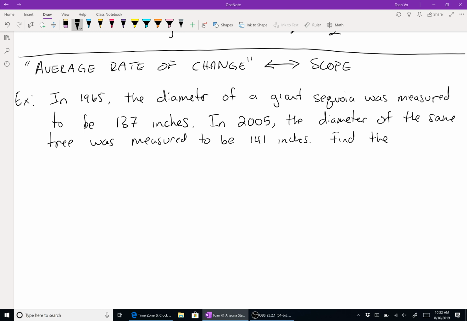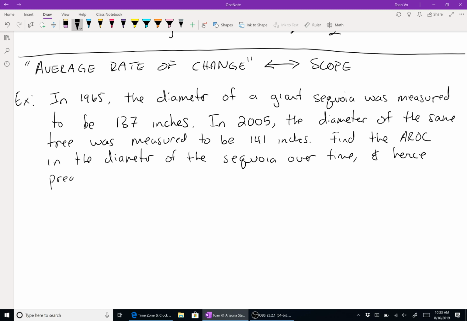Now, I'm going to be lazy and abbreviate average rate of change as AROC. Find the average rate of change in the diameter of the sequoia over time, and hence predict its diameter in 2065.